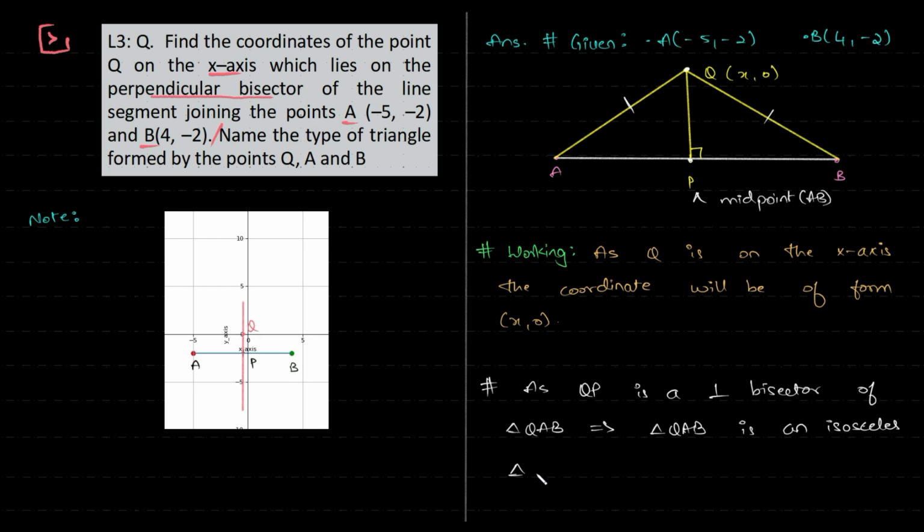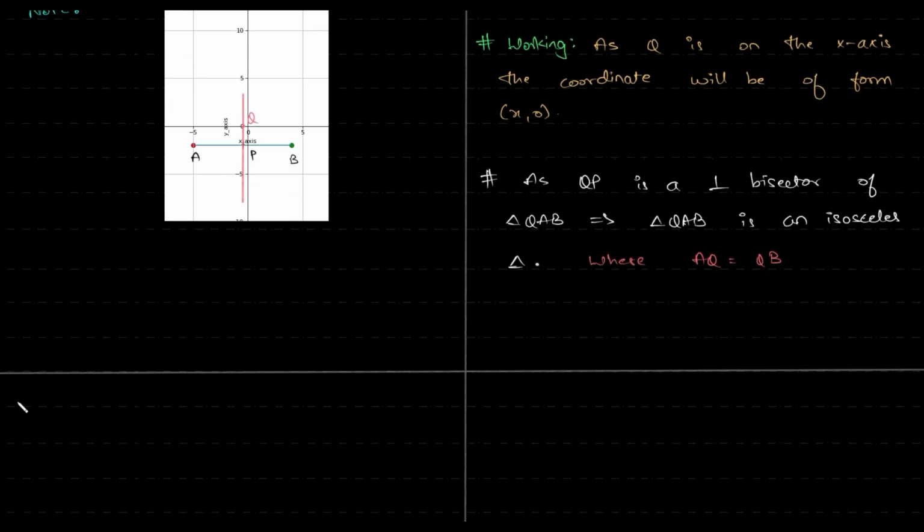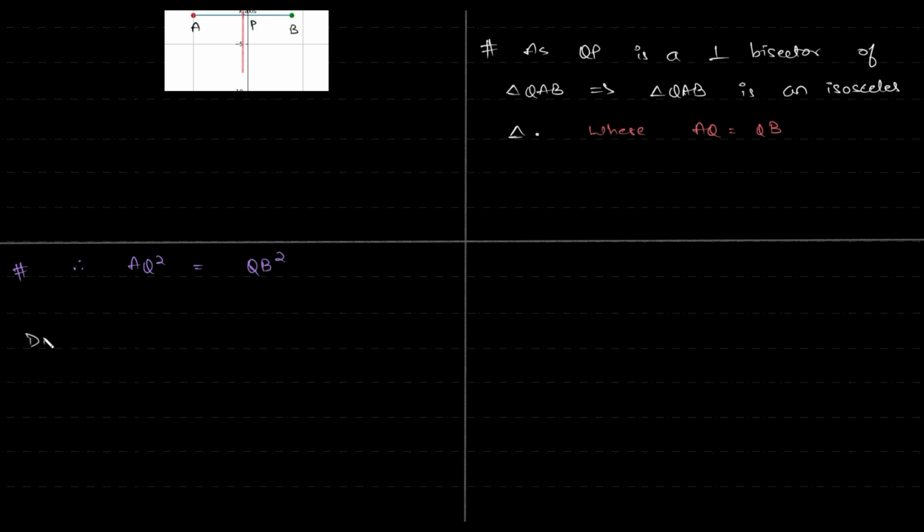Then what else can we tell? Where AQ is equal to QB. So with this fact we can find the value of x, right guys? That's it. So therefore AQ square is equal to QB square. And now just write the distance formula and we are almost done. The distance formula is x2 minus x1 the whole square plus y2 minus y1 the whole square, to the power of half.